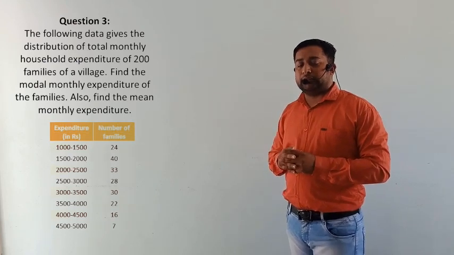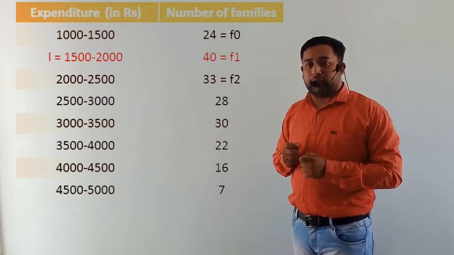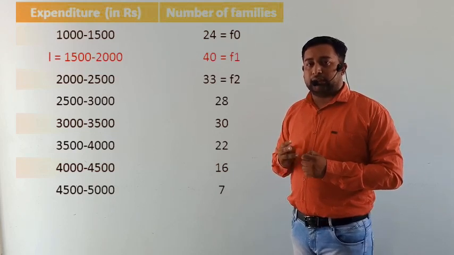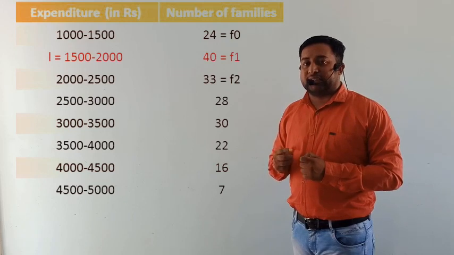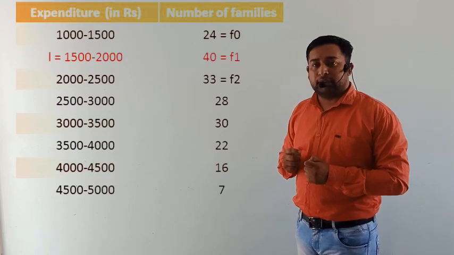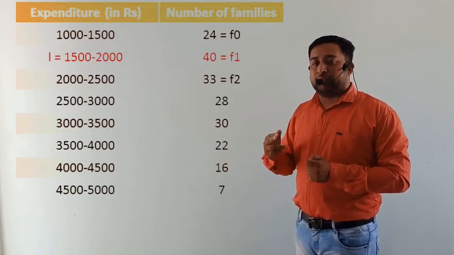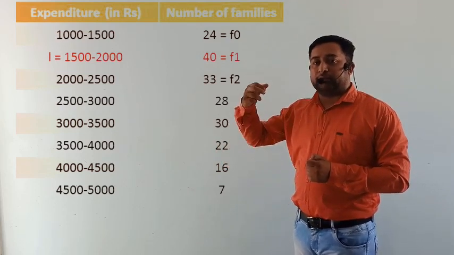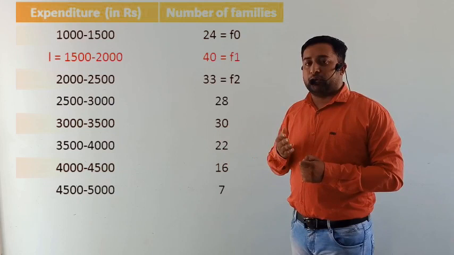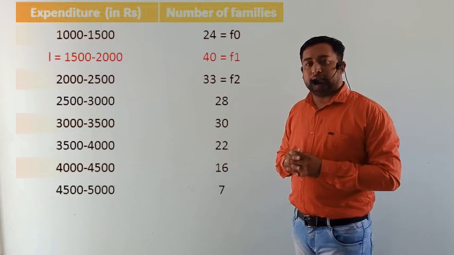First we will find our mode. So look at the frequency table. Your frequencies are 24, 40, 33, 28, 30, 22, 16 and 7. Which one is the largest among all? In the second row, 40. So our second row will be our modal class. 40 will become our f1. 24 is our preceding frequency f0. 33 is our next frequency, which is f2. And the lower limit of our modal class is 1500.